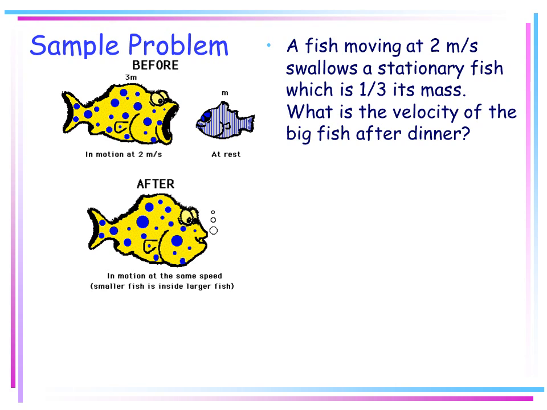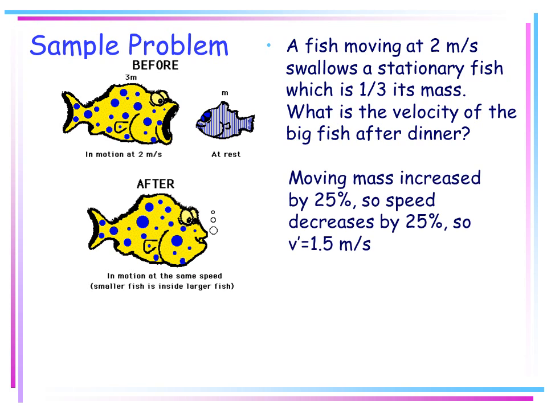Same idea here with the fish, and I'll do my second approach first. The fish swallows a stationary fish, which is 1/3 of its mass. So what's the velocity of the big fish after dinner? Well, you've got the moving mass increasing by 25%, so the speed has to decrease by 25%.